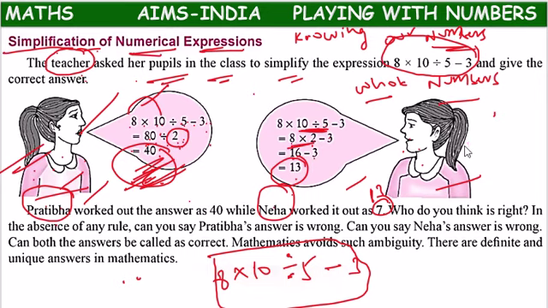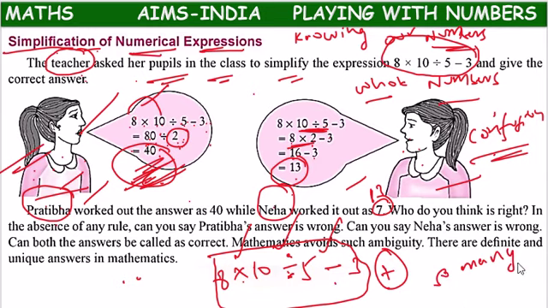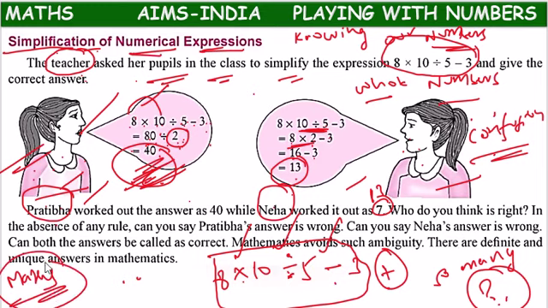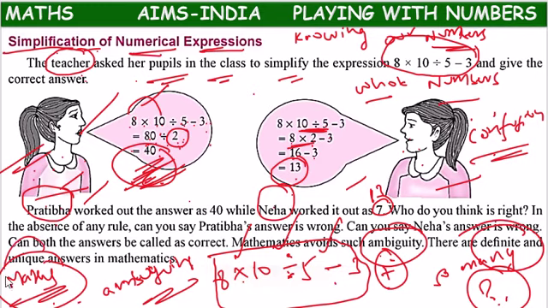This kind of operations leads to a kind of confusion. Which operation to be done first? If we have multiplication, division, subtraction and addition, so many operations together, then which operation to be done first? Regarding that, there will be a confusion. But mathematics is a subject which avoids ambiguity, which means confusion. Because in mathematics, for every question, there will be a definite answer and a unique answer.